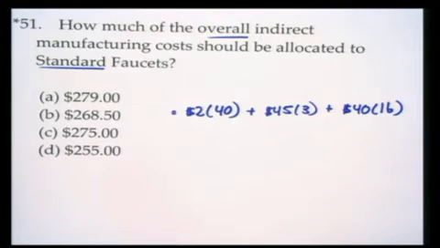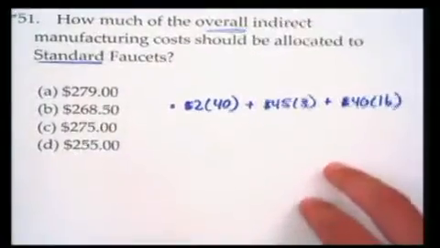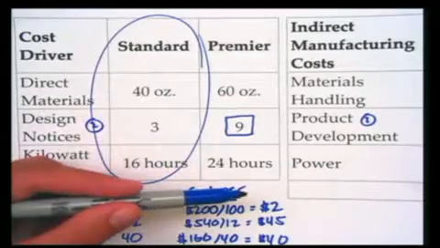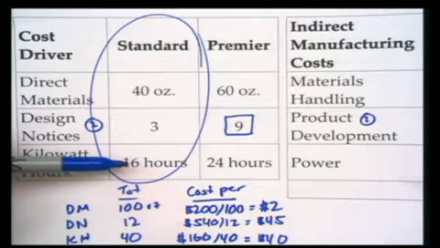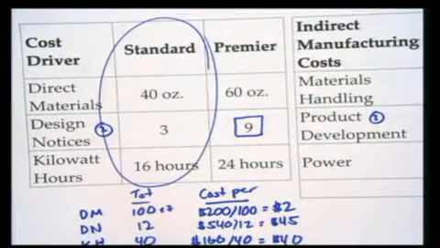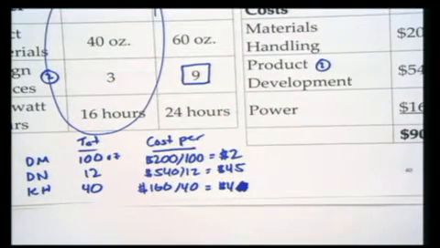Was that right? There's the answer there. Let's see. How much should be allocated to standard faucets? Let me see. 40 ounces times $2 each, plus $45 times 3, plus 40 times 16. Whoops! There's one small mistake. I was like, I knew this wasn't right. Sorry. You guys can catch that? I'm so smart. It's not $40. Obviously, it's $4. That didn't matter until just now. Okay, cool. I was like, something's gone awry there. There it is. My mistake.